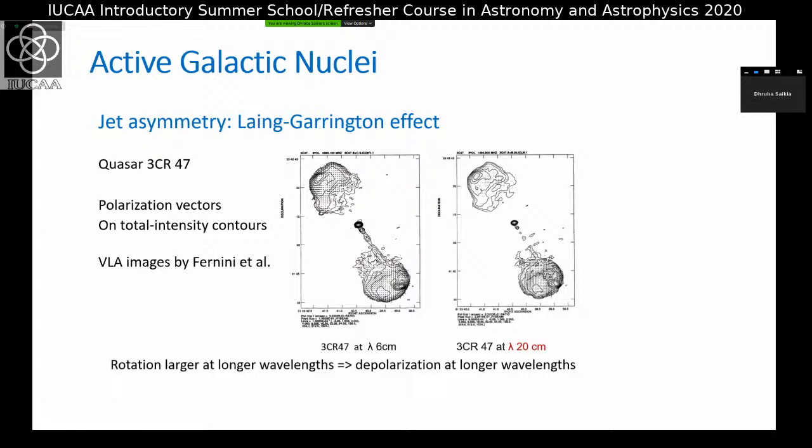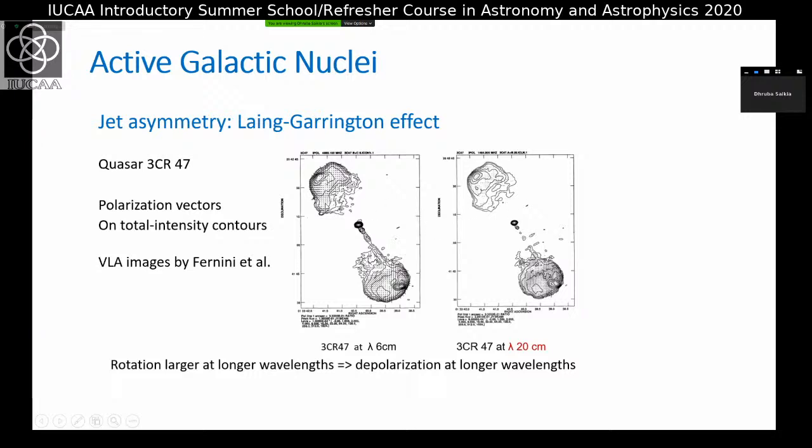Now, 20 centimeters is a longer wavelength, so it is going to get rotated much more. And if it is going to get rotated much more, when you average it out there's going to be a drop in polarization. So what you see over here, like a porcupine-like thing, is that at 20 centimeters you hardly see any vectors at all. And that is because the degree of polarization which you see at 20 centimeters is much smaller.